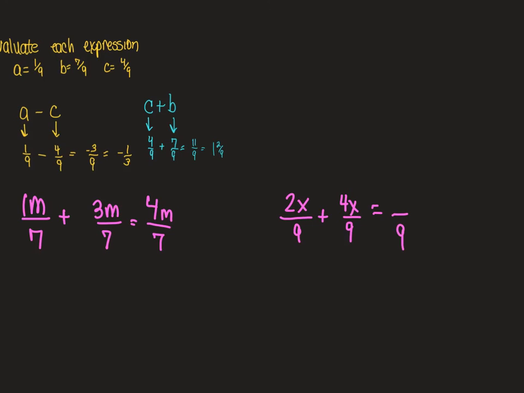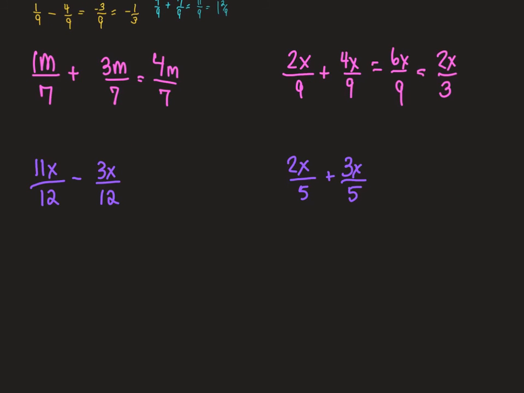9 is the denominator. 2x's plus 4x's, what does that make? 6x's. Can I simplify the 6/9 part of this? Yeah, I can simplify that. So it turns into 2x over 3. Pause the video, try these purple ones, and then push play.